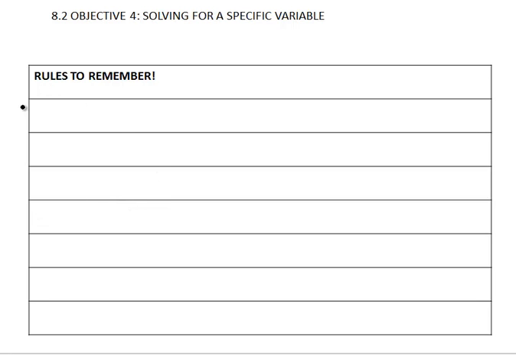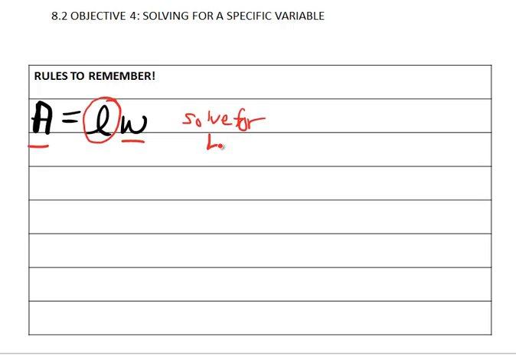We might be familiar with this formula, A equals length times width, which is just great if you are solving it that way. But every once in a while you're going to find that you have the area and you have the width, but you need the length, and you need to solve for L. So how am I going to do that?